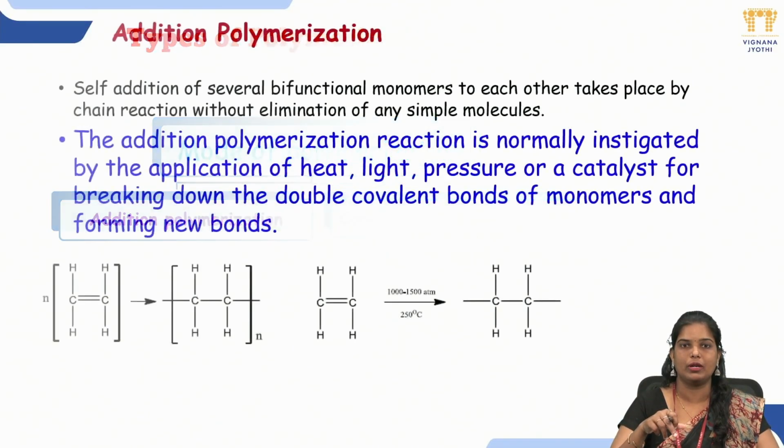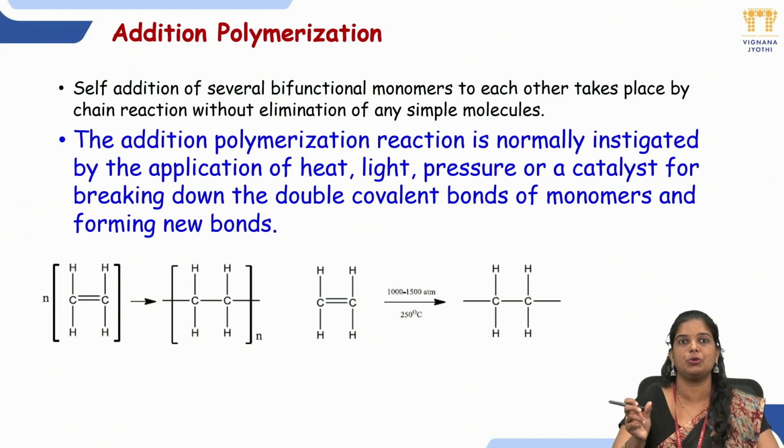What is addition polymerization? In addition polymerization, monomers join together without the elimination of any small molecules. Whereas in the case of condensation, monomers will be joined, but there will be a small elimination of a molecule. A small byproduct will be removed, such as water, ammonia, or HCl. Okay, so let us see.